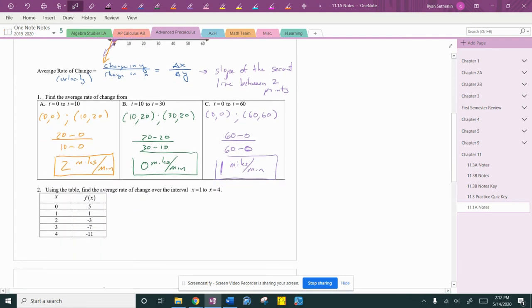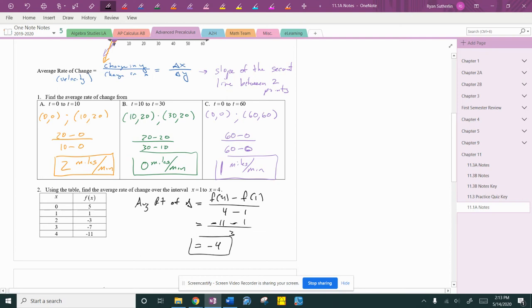All right. Number 2, use this table of values to find the average rate of change from 1 to 4. So all I have to do, if I think function-wise, when I do average rate of change, then I have f of 4 minus f of 1 over 4 minus 1. Well, according to my table, f of 4 is negative 11, f of 1 is 1, so I have negative 12 over 3, which is negative 4.